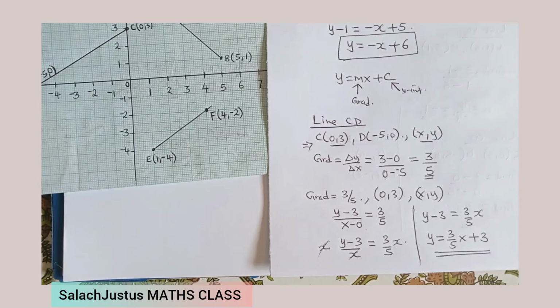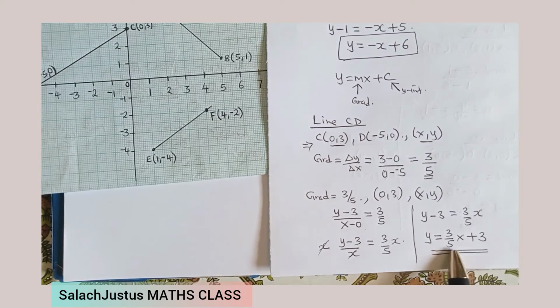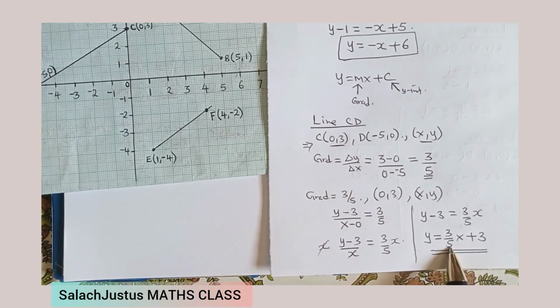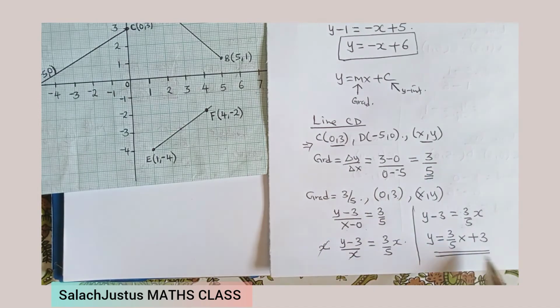Therefore, line CD has a general equation of y equal to 3 over 5 x plus 3. Of course, we see the coefficient of x is 3 over 5. That reminds us of our gradient. So that is the equation there.